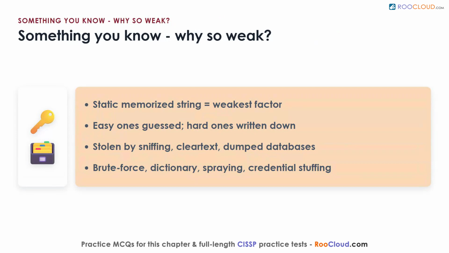What is the something you know factor, and why are passwords so weak? The classic example is the password, a static string you memorize. Passwords are the weakest form of authentication for a stack of reasons. Easy ones are simple to guess, hard ones get written down, and users share them or forget them. Attackers steal them by watching, sniffing networks, or dumping databases, especially when passwords travel in clear text or sit in exposed storage. And they fall to attacks like brute force guessing, dictionaries, password spraying, and credential stuffing. Treat a lone password like a house key hidden under the doormat.